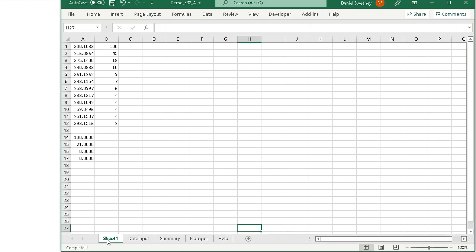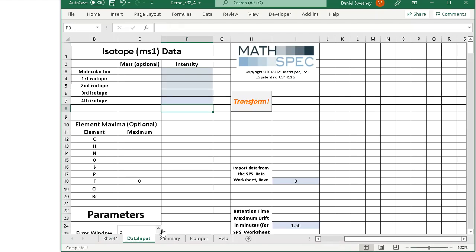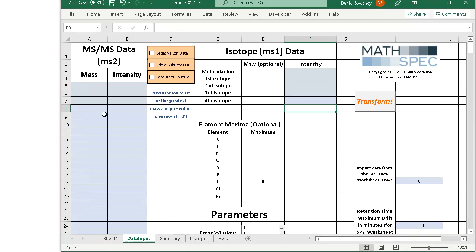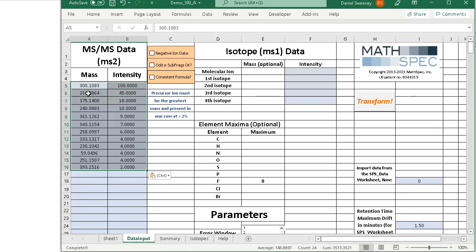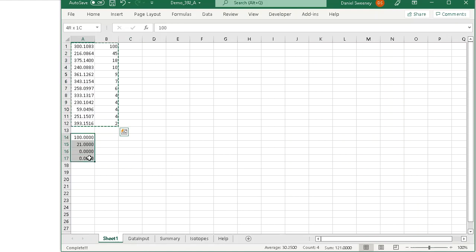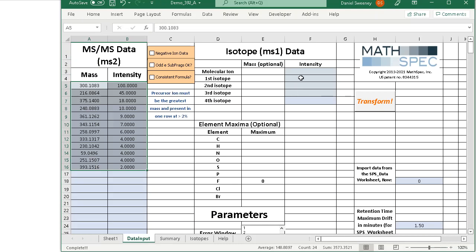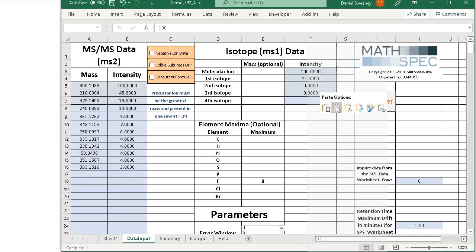We go back to sheet 1, and I'm going to copy the mass intensity data and paste it into columns A and B. Go back to here, copy that. This is the isotope data. Generally, the default is positive ion, but you can change it if you need to.